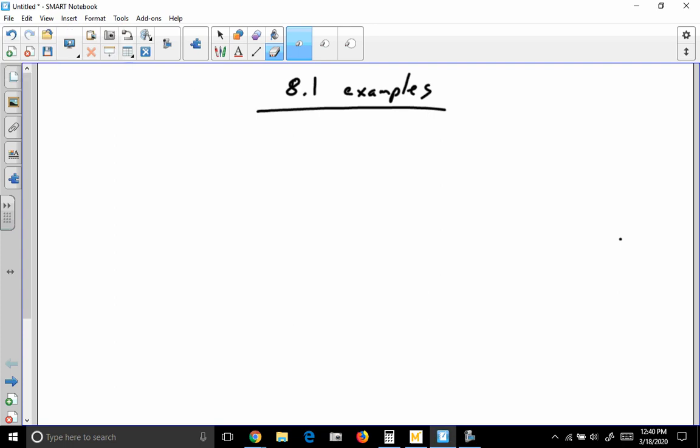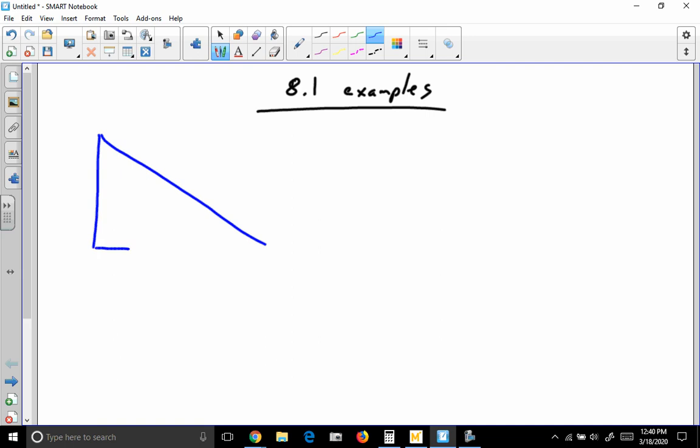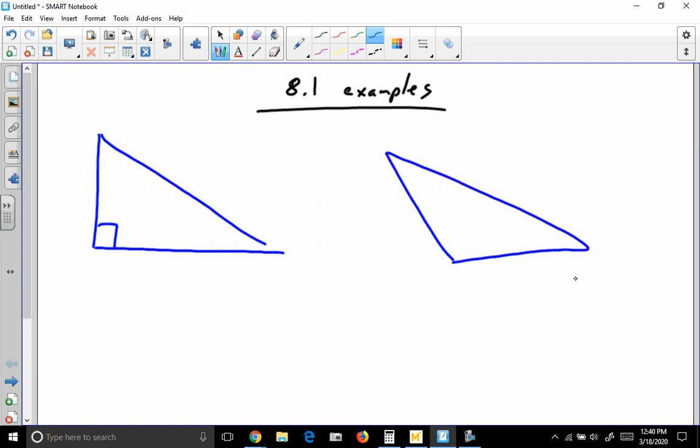So I decided to work a few examples from 8.1. You should have already watched the videos that go along with this section, but now we want to work through some actual problems. Just a quick overview: we've solved triangles in the past, but all the triangles we've solved were right triangles, meaning they had a 90-degree angle in them. But most triangles don't have a 90-degree angle in them.